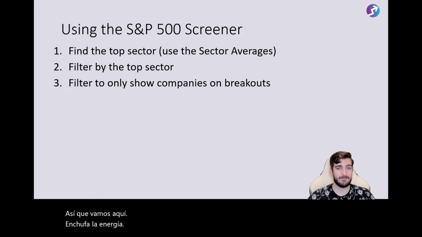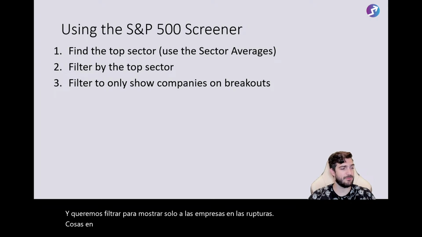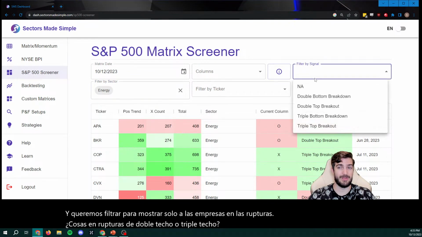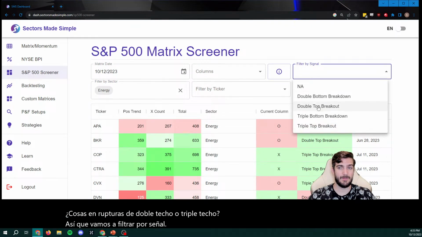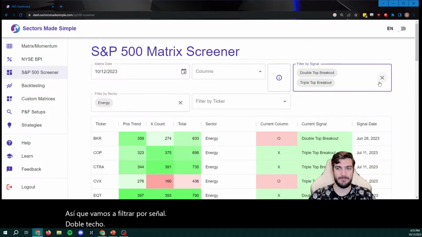Next step, filter by signal, and we want to filter to only show companies on breakouts, things on double top or triple top breakouts. So we go to filter by signal, double top, triple top breakouts.